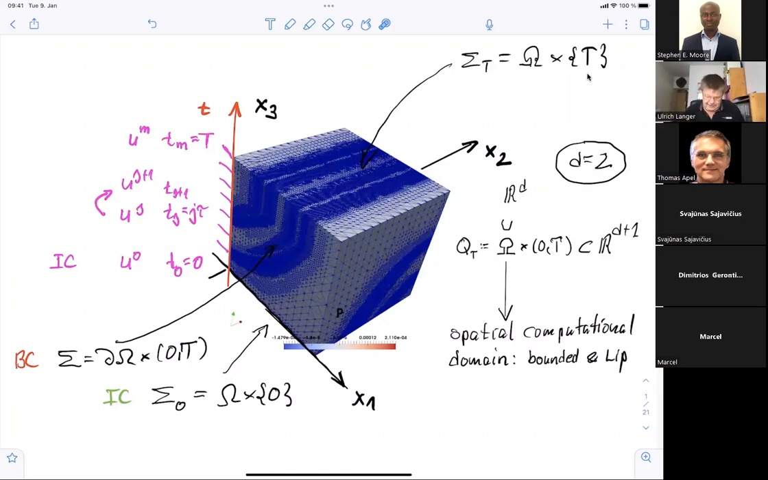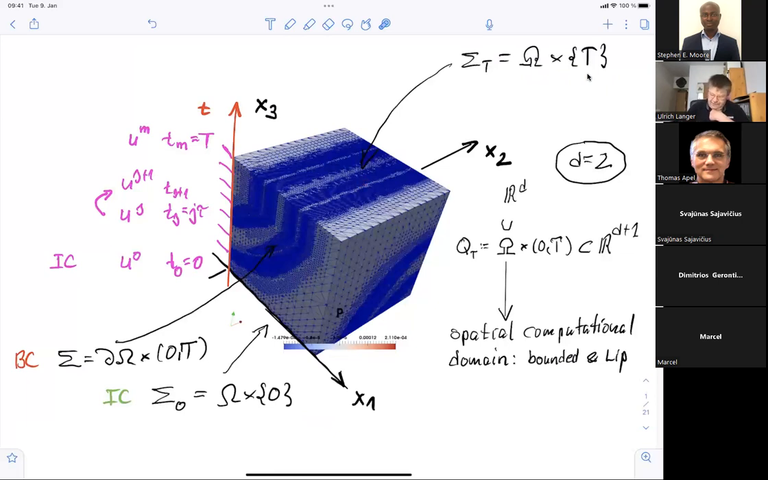So sigma is this here. Sigma is the boundary of the space-time cylinder, where we have boundary conditions for the PDEs, parabolic or hyperbolic PDEs. And sigma 0 is the bottom of the space-time cylinder, where the initial conditions are prescribed. And sometimes I also need sigma capital T, this is the top of the space-time cylinder, this one. So this is the space-time cylinder.